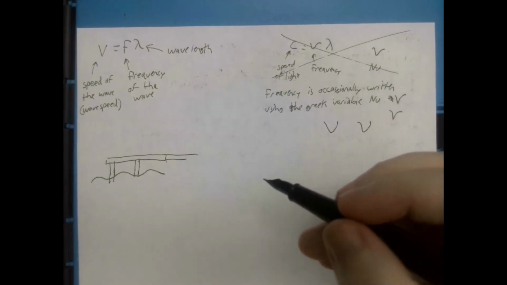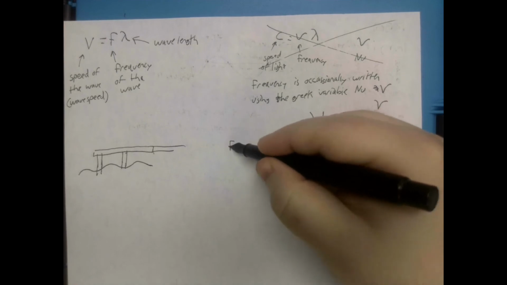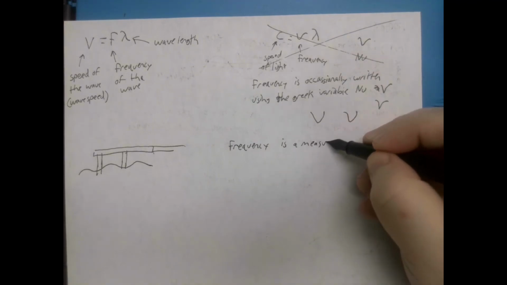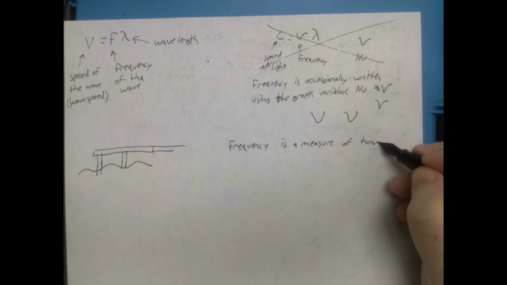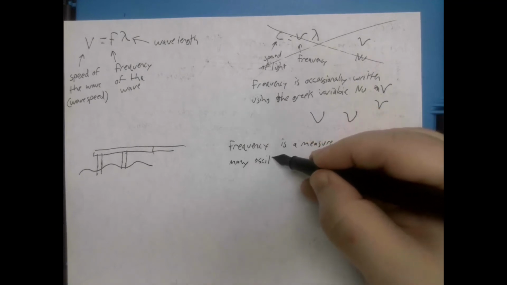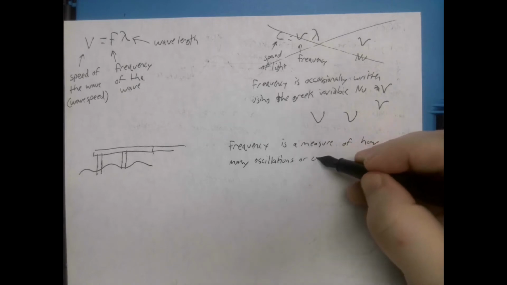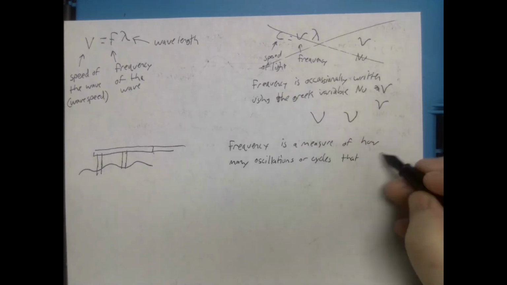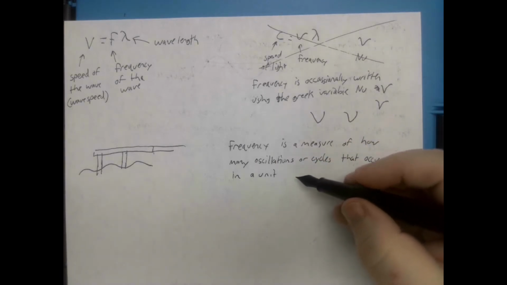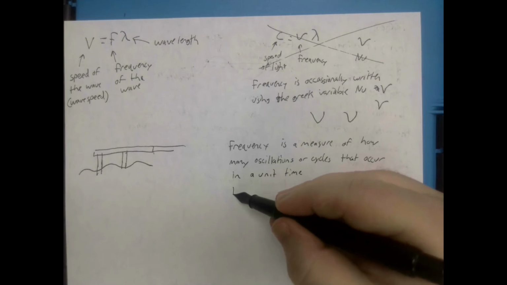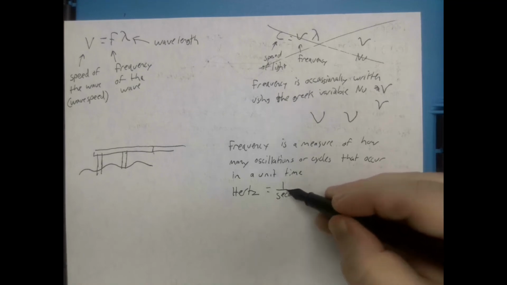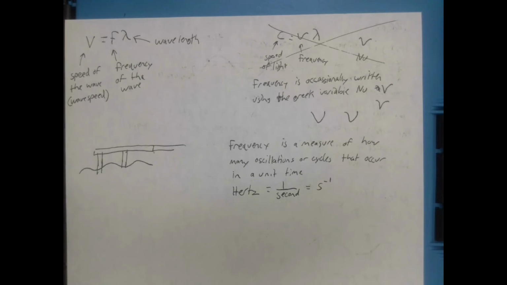I guess I should also give the definition of frequency. Frequency is a measure of how many oscillations or cycles that occur in a unit time. We've already done frequency before when we did rotation. It's usually measured in hertz, and a hertz is equivalent to the inverse of a second. 1 over a second, or s to the negative 1.